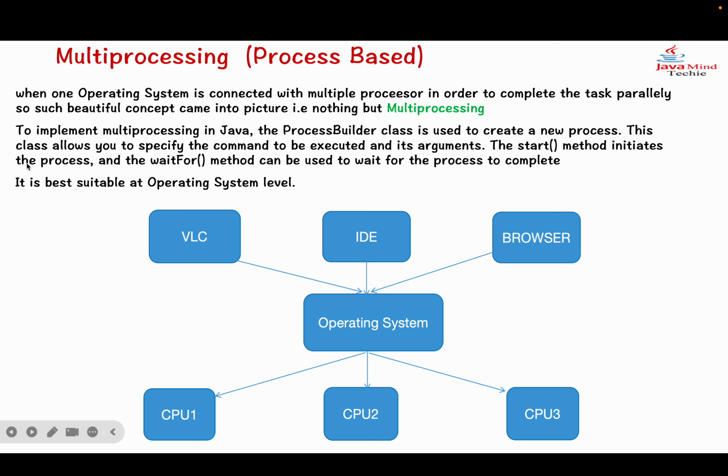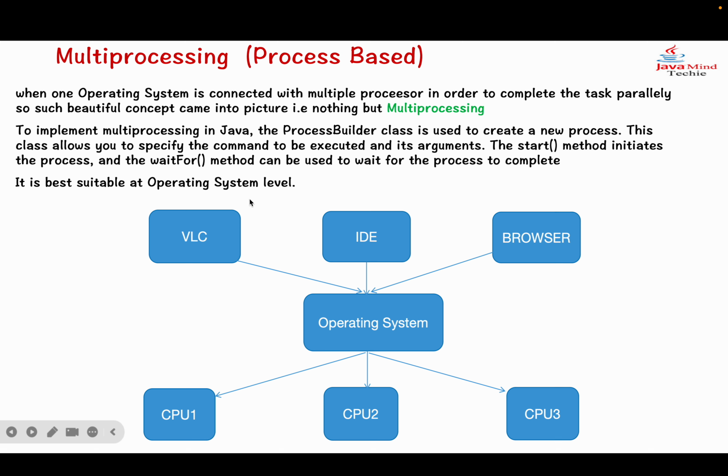Keep in mind, to implement multiprocessing in Java, the ProcessBuilder class is used to create a new process. This class allows you to specify the command to execute and its arguments. This happens internally, so you need not worry about that; you need to understand it simply. When one operating system is connected with multiple processors in order to complete the task, it's not necessary to have multiple tasks. Sometimes there is one task, and if you have multiple CPUs, the task will complete very fast. Yes or no?